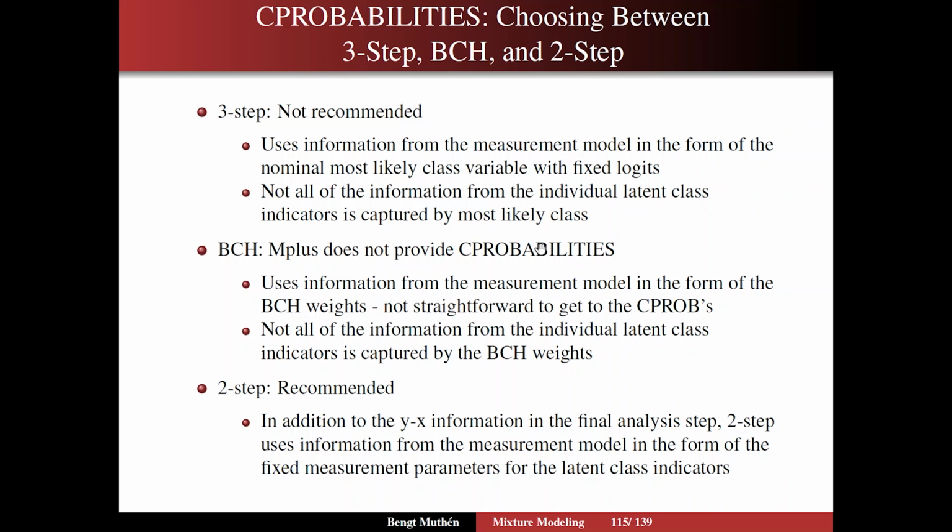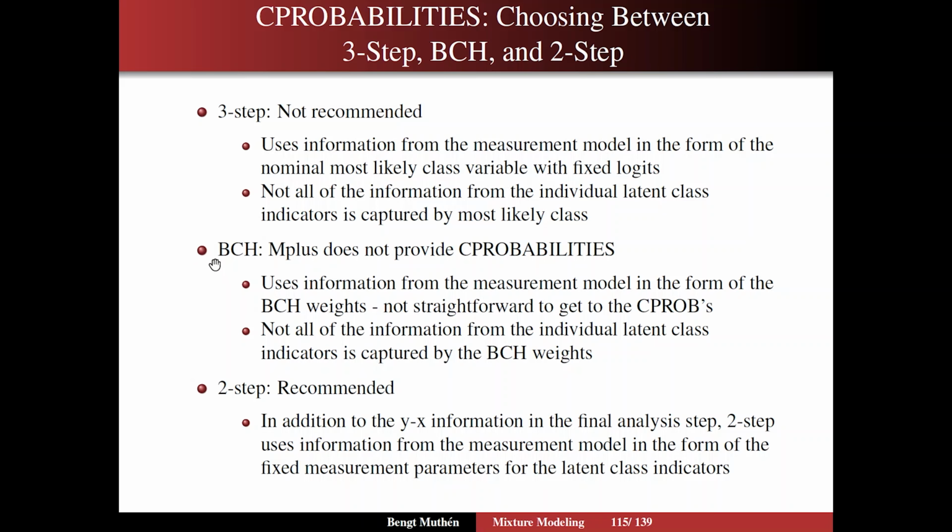Now, which method should we use then? Should we use 3-step BCH or 2-step? Well, slide 115 summarizes that. And we don't recommend the 3-step approach. It uses information from the measurement model in the form of the nominal most likely class variable with fixed logits, but that doesn't capture all of the information from the individual latent class indicators. So we reject that.